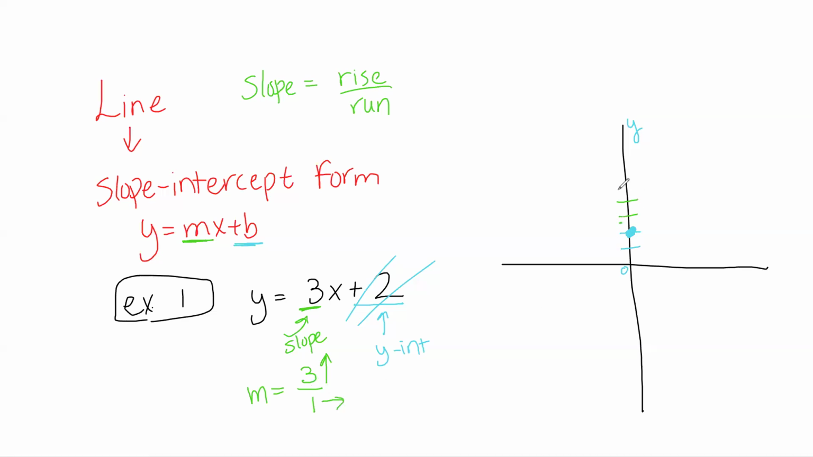So up 1, 2, 3, right 1. Do it again. Up 1, 2, 3, right 1. And then you can also go the opposite way. So instead of up and right, come back to that starting point, which is blue in my picture. Come down 3. 1, 2, 3, left 1. Down 1, 2, 3, left 1. Connect your points, arrows on both sides because lines go on forever.